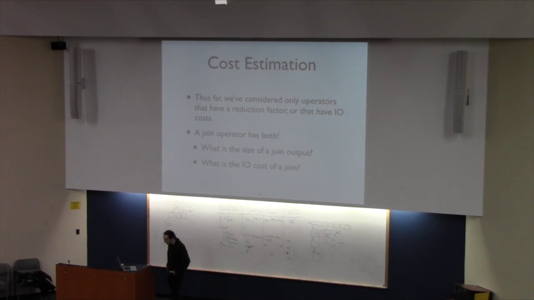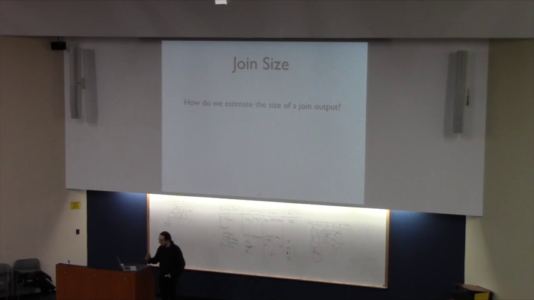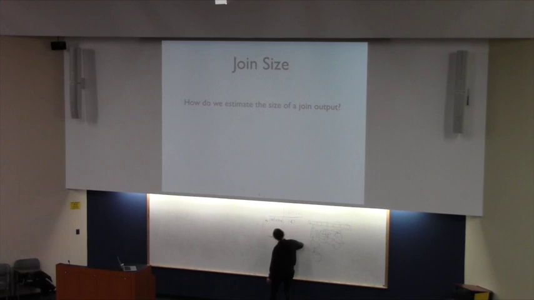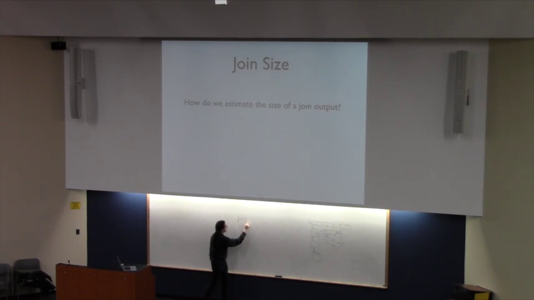So the first thing that I'd like to ask is, if we have a join operation, join of A and B, and there are some backup slides. Okay, so if I have a join of r.b equals s.b, how would I go about estimating the size of this output?